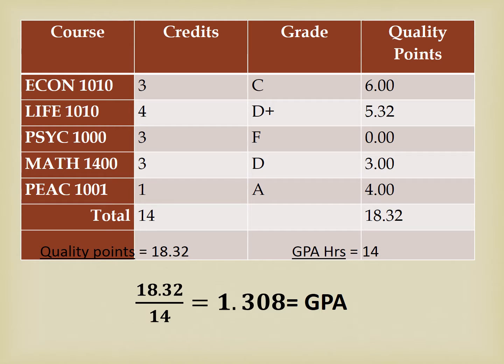For example, the C on the first line with Economics 1010 is a grade point value of 2.0. Multiplied by the 3 credit hours is 6. We add up all the quality points and we get 18.32. We add up all the GPA hours and we get 14. And so we divide the quality points by the hours and we get 1.308 for the student's grade point average.